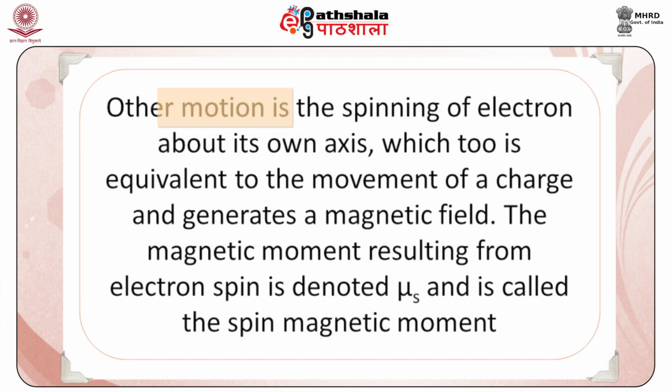Second, the other motion is the spinning of the electron about its own axis, which too is equivalent to the movement of a charge and generates a magnetic field. The magnetic moment resulting from electron spin is denoted as mu s and is called the spin magnetic moment.